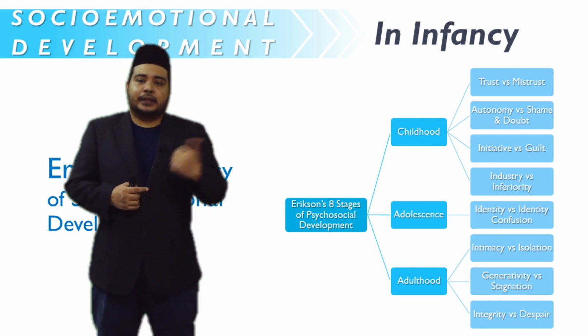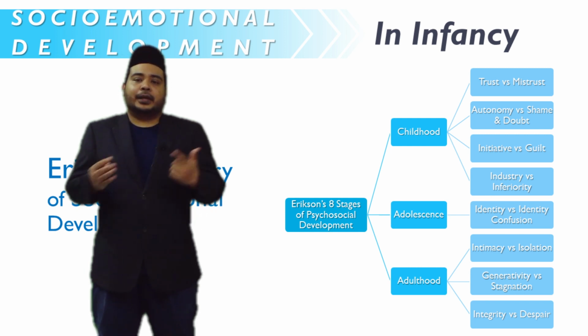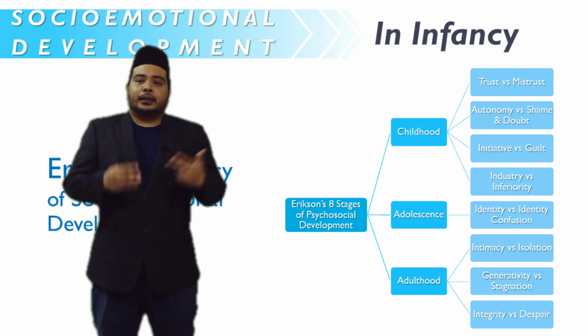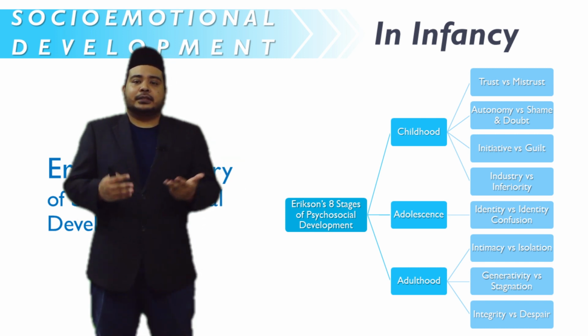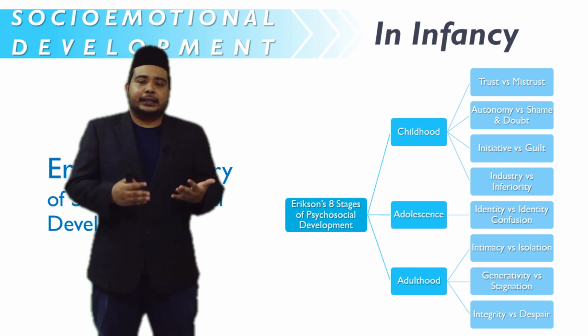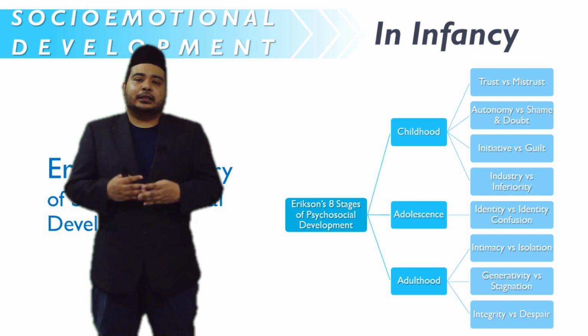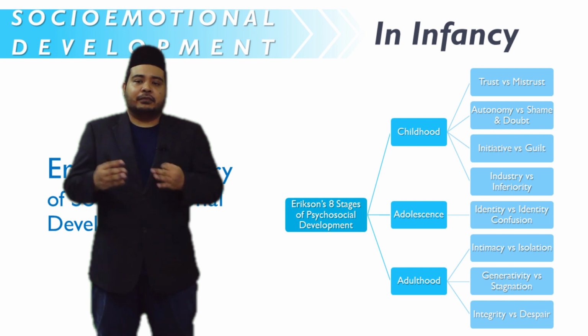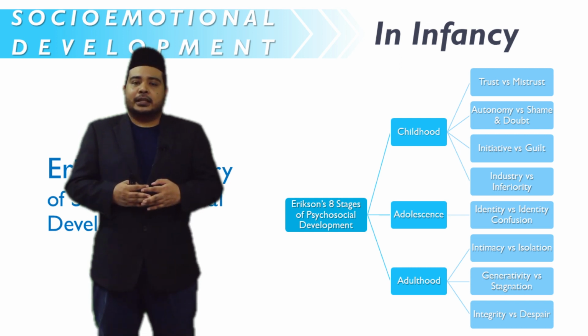The first one, trust versus mistrust. The second one, autonomy versus shame and doubt. The third one, initiative versus guilt. The fourth one, industry versus inferiority. The fifth one, identity versus identity confusion. Sixth, intimacy versus isolation. Seventh, generativity versus stagnation. And eighth, integrity versus despair.